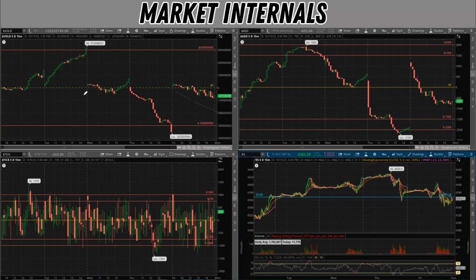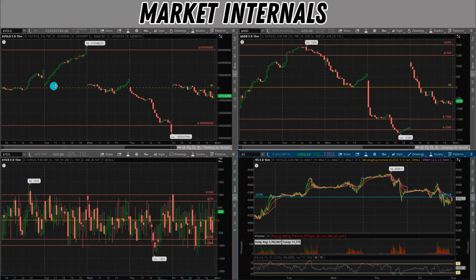So these are just some of the different metrics. I like to use these on an intraday basis, and also just take a look at them after the market closes. But the market internals will really help give you an edge once you start to learn them and understand them, especially from a day trading perspective.